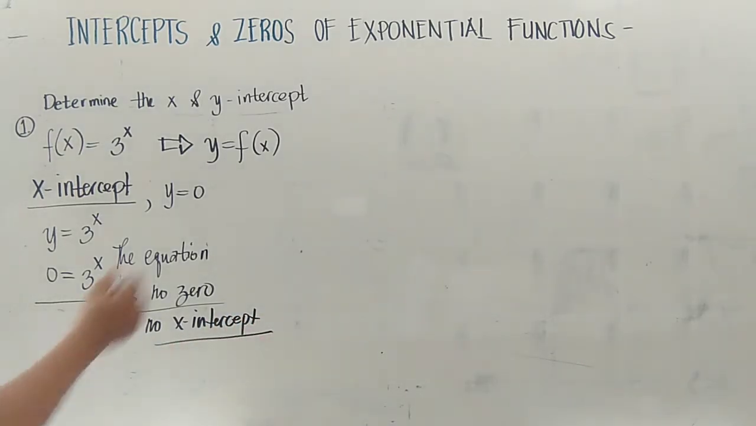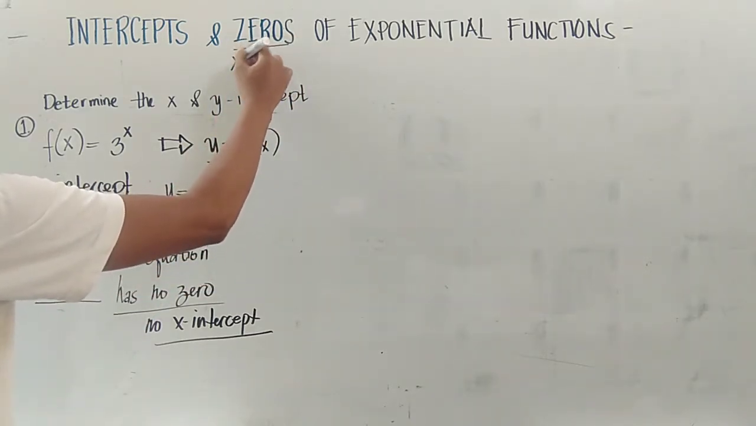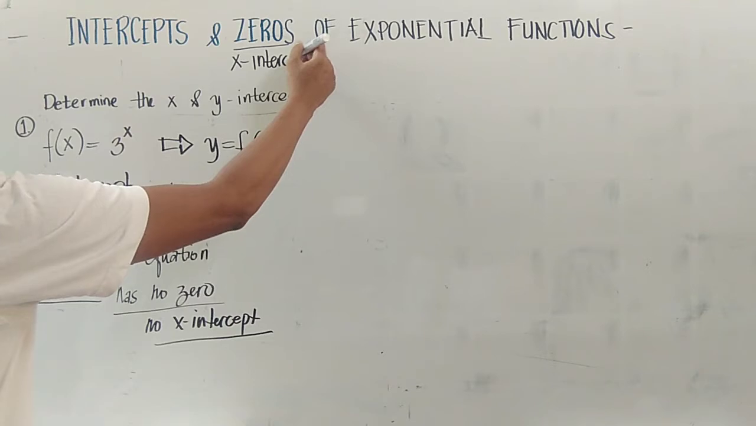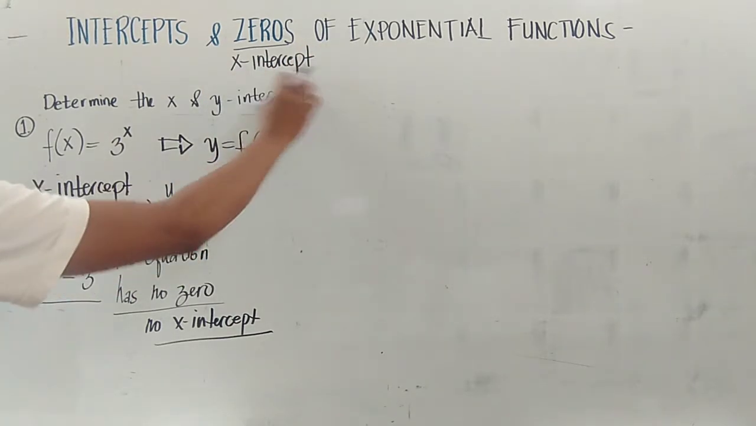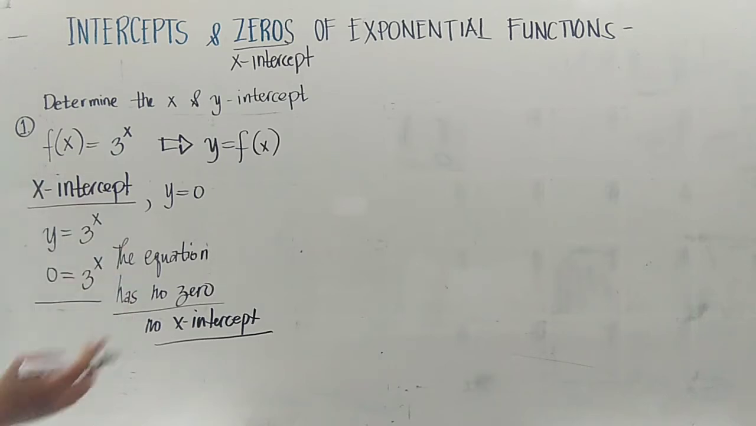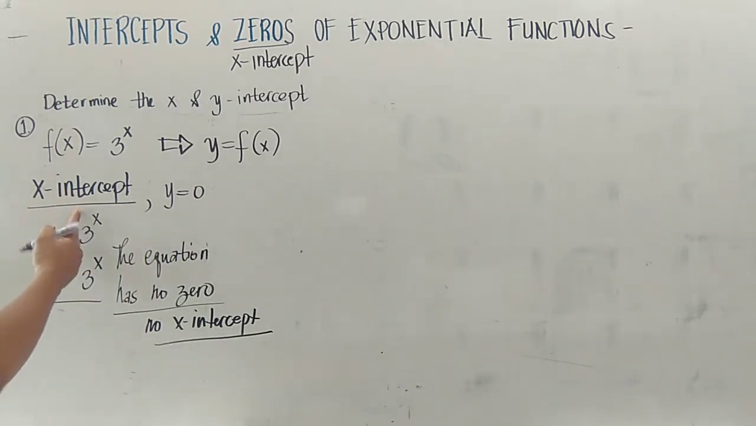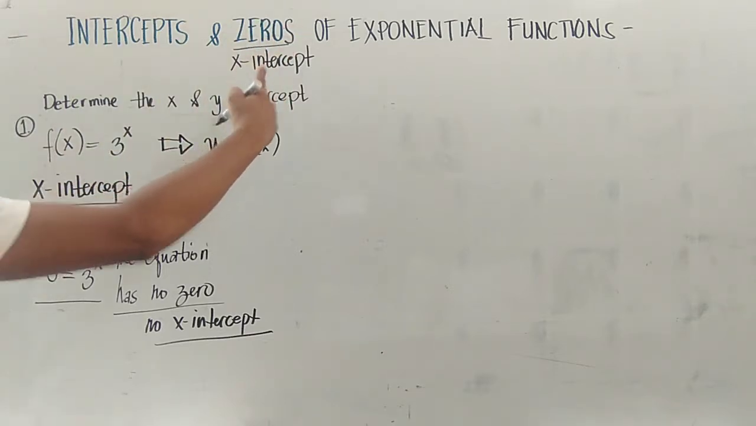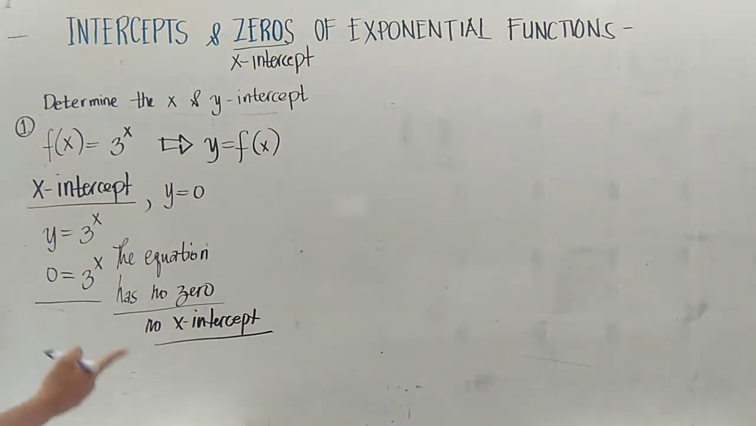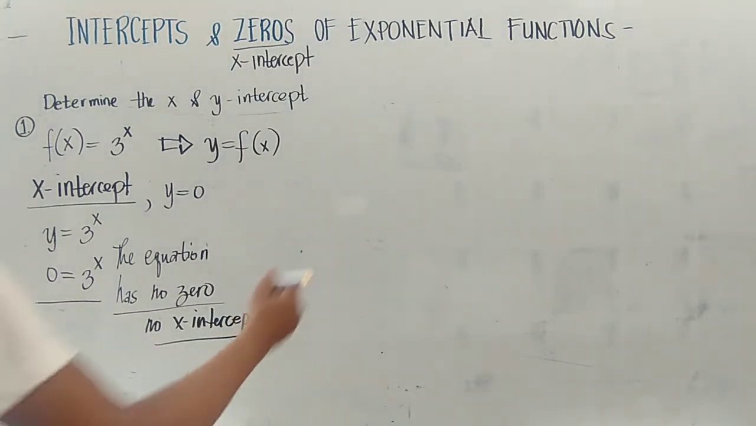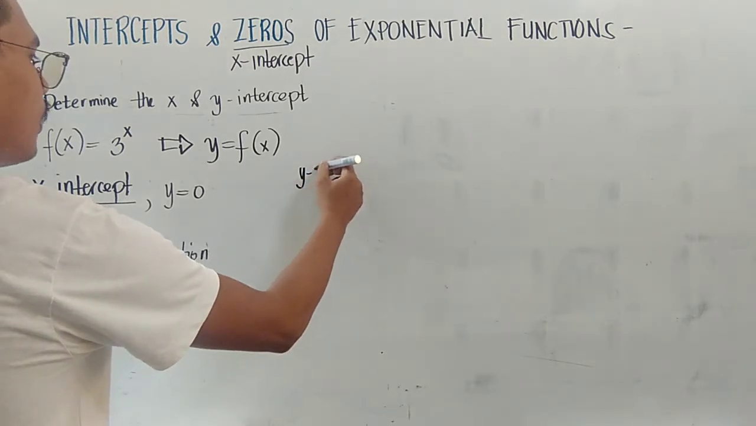When we are talking of zeros, we are talking of the x-intercept. It is known as the zero of your exponential function or equation because we are equating your equation to 0. Again, the x-intercept is the zero of the function, known as such because we are equating the whole equation to 0. Now let us proceed to computing the y-intercept.